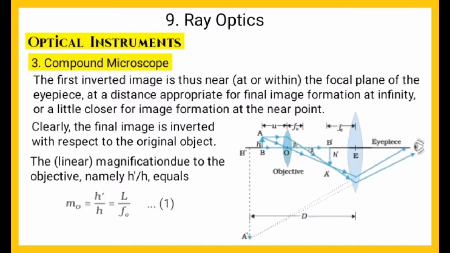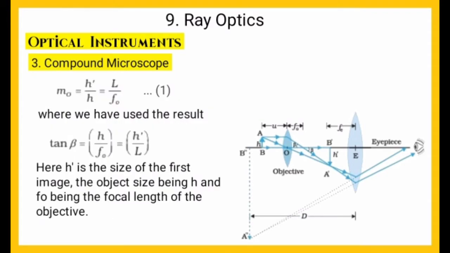The linear magnification due to the objective, namely h' upon h, is m0 = h'/h = L/f0. This is equation number 1, where we have used the result tan beta = h/f0, or tan beta = h'/L, as you can see in this diagram.